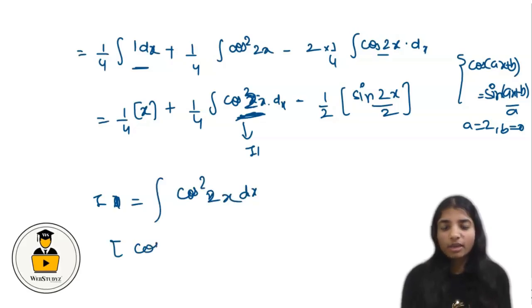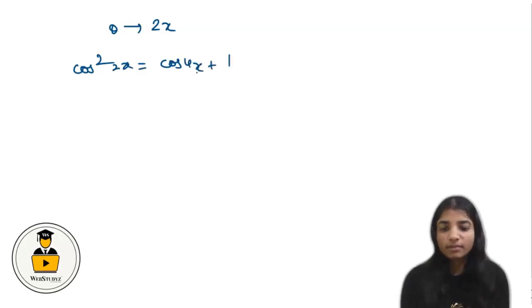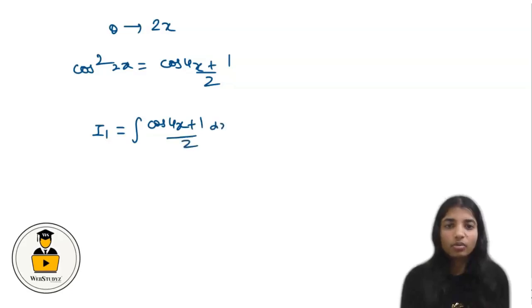Here we know that cos of 2 theta equals 2 cos square of theta minus 1. So cos square of theta equals cos of 2 theta plus 1, divided by 2. Here we replace theta by 2x, so cos square of 2x equals cos of 4x plus 1, divided by 2. So I1 equals the integral of cos of 4x plus 1 divided by 2, multiplied by dx. So this equals 1 divided by 2 integral of cos of 4x dx plus the integral of 1 with respect to dx.